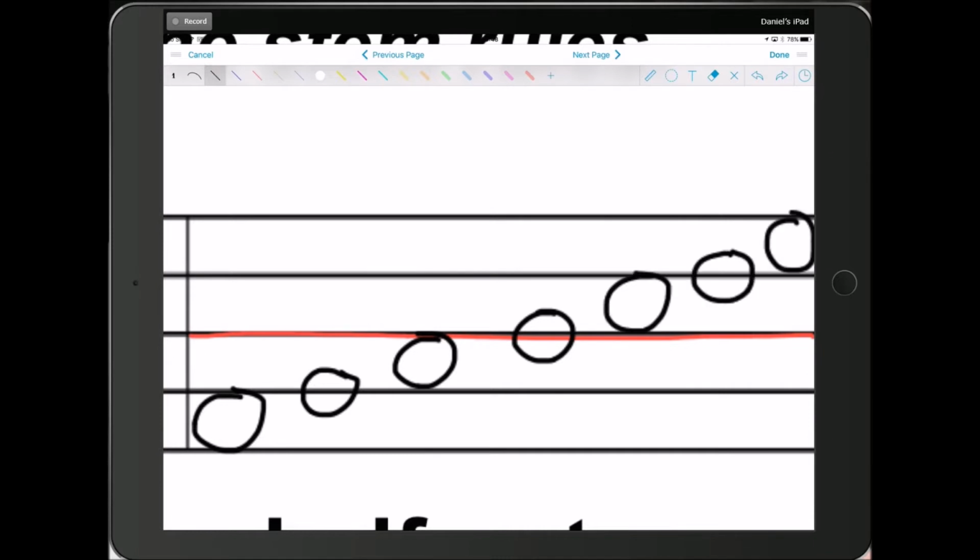Now, the stem rule states that if the stem is going to go up, it has to go up on the right side of the note. Okay? If the stem is going to go down, it has to go down on the left side of the note. You understand? I can't have this. That doesn't work because the stem is going down, but it's on the wrong side. I can't have this.